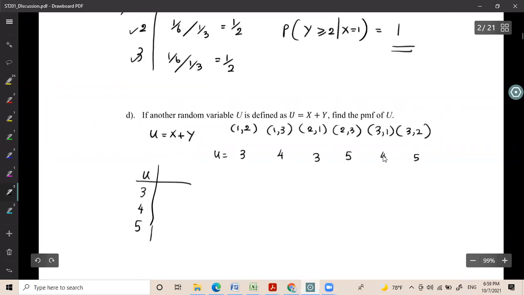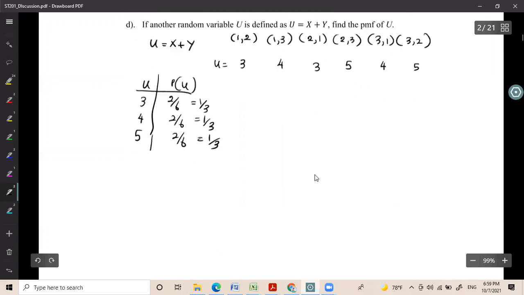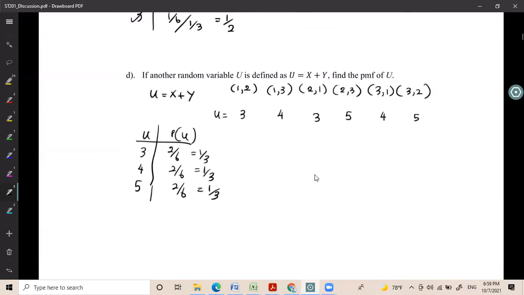3 appears in how many places? You see 3 in 2 places, right? Out of 6. So 2 out of 6 is the probability. 4 appears again in 2 places out of 6. 5 appears again in 2 places out of 6. So that is 1/3, 1/3, 1/3. So that is the PMF of U, right? Okay, any question about this one?